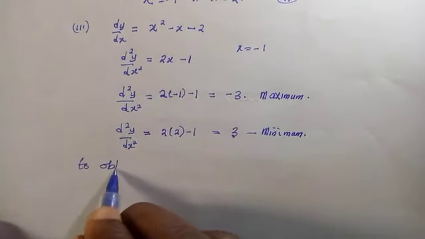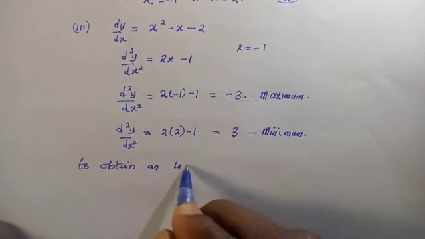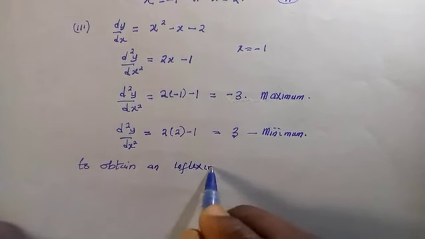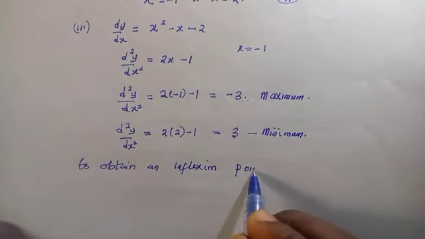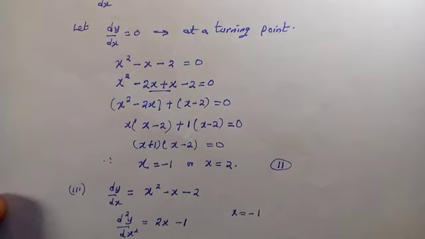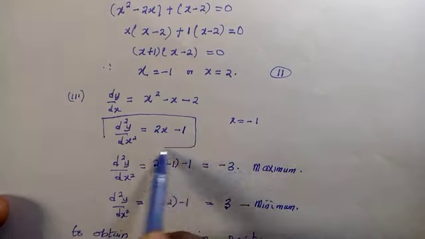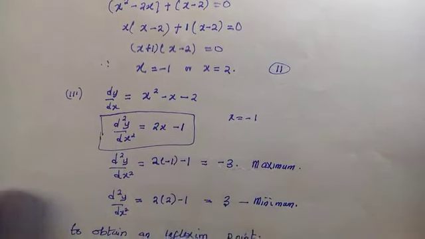To do that, we are going to let the second derivative d²y/dx² equal 0, as was stated above. All right. It's not that when we input the value and the second derivative equals 0, that is the point of inflection. No. So we are going to let d²y/dx² be equal to 0.